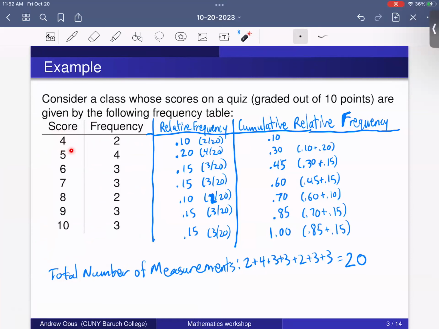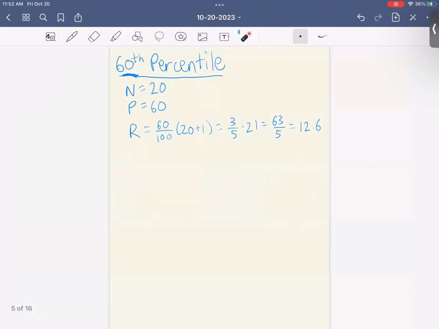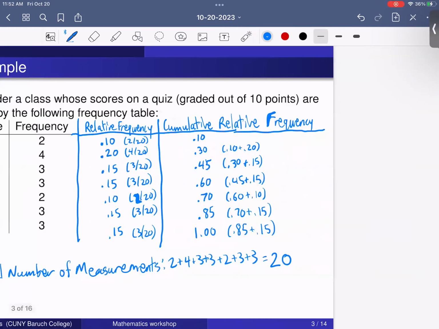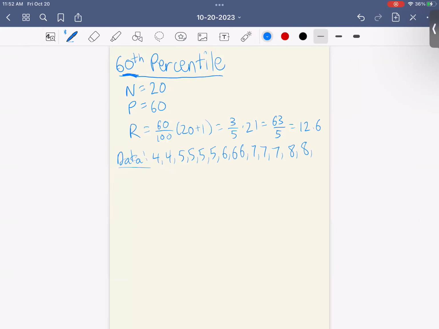The data we have to write out comes from the chart, which means we've got 2 4s, 4 5s, 3 6s, and so on. So the data is going to be 4 4, 5 5 5 5, 6 6 6, 7 7 7, and then what was next? 8 8, 9 9 9, 10 10 10.